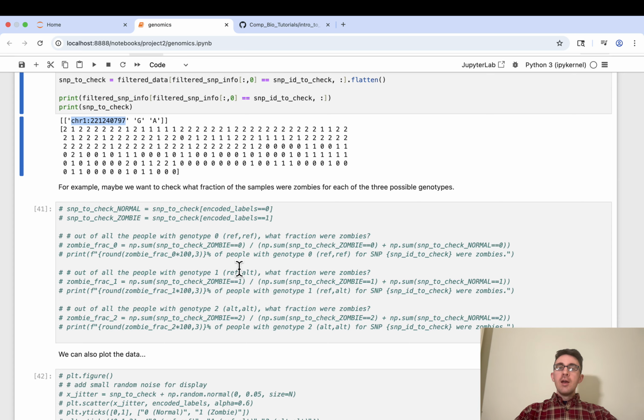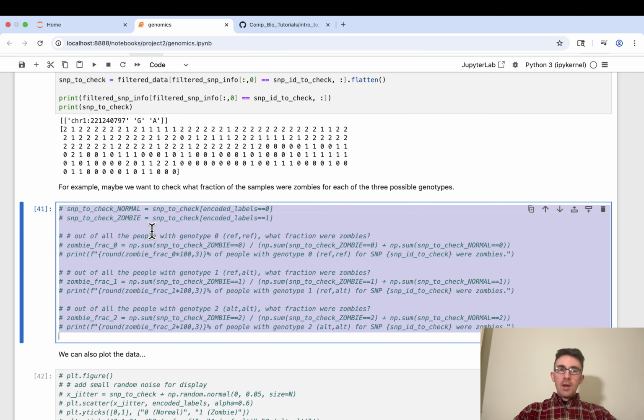I don't exactly want to say impacting or causing, because technically at this point we don't know if this is a causal relationship or just a correlation. But we can try to get an idea of how the genotype for this SNP was associated with the probability of someone turning into a zombie after they got bit. So maybe what we want to do is print out the probability that someone became a zombie after getting bit for different genotypes.